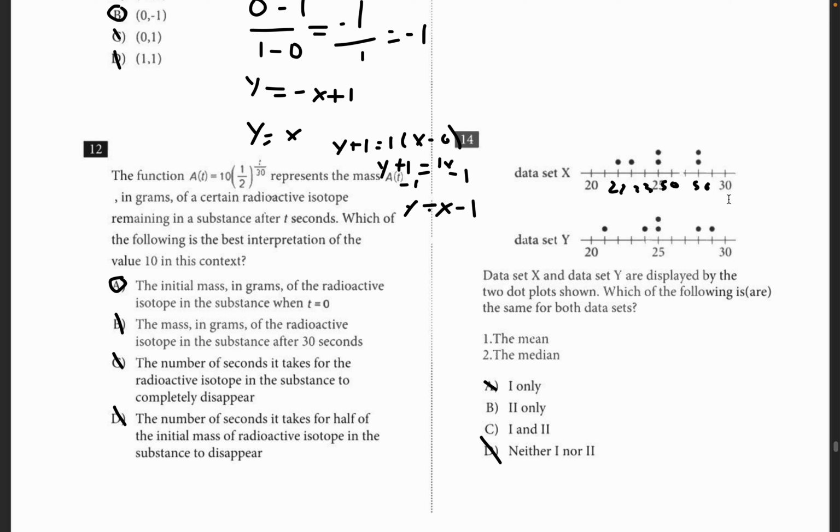I don't think the means are the same. There's no way. Okay, so I found the mean of the first, 21 plus 24 plus 50 plus 56 plus 29. Yeah, there's no way. Yeah, they're not the same. Nope, they're not. So it cannot be. They're not the same. It's 2 only.